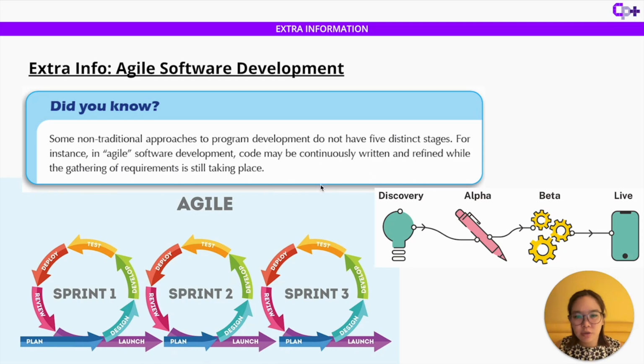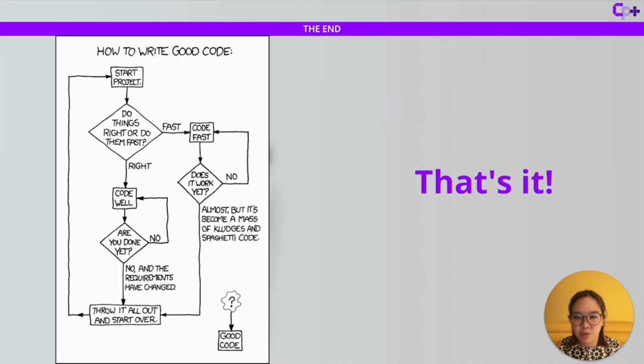In conclusion, I'll leave you with this flowchart meme. How do you write a good piece of code? Well, no one really knows. Program development is messy progress. And if you find yourself constantly writing and rewriting, refining, testing, and planning again, then you know you are doing it right.